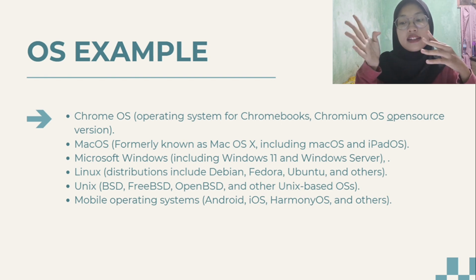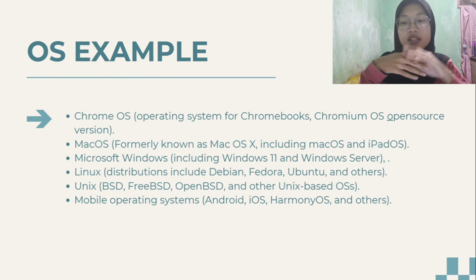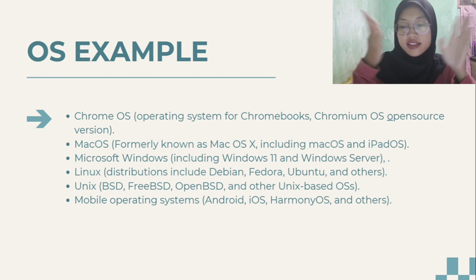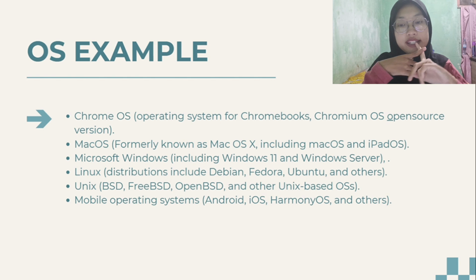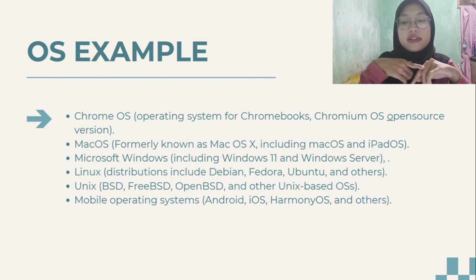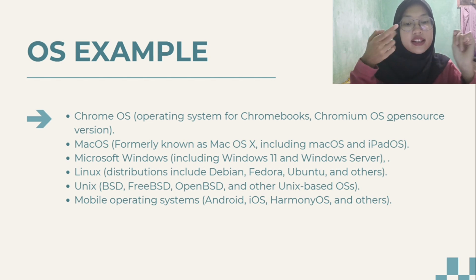Next is Linux. Examples are Debian, Fedora, Ubuntu, and others. Next is Unix. Examples of Unix are BSD, FreeBSD, OpenBSD, and other Unix-based operating systems. And the last is mobile operating systems. Examples are Android, iOS, HarmonyOS, and others.